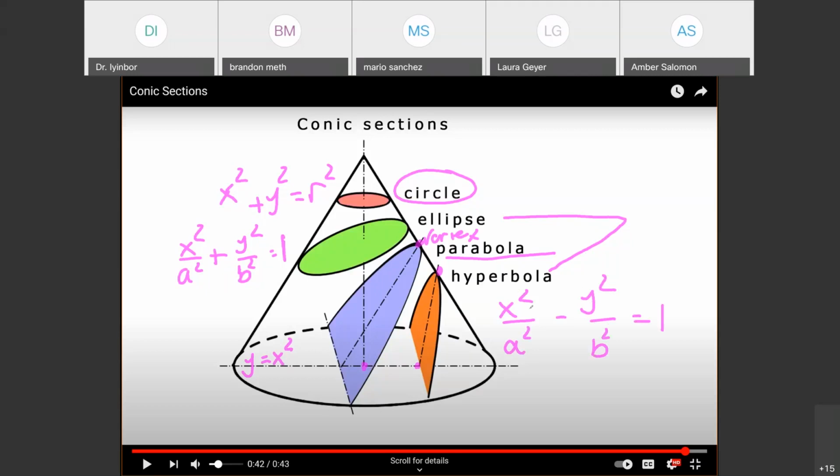So ellipse and hyperbola, they have it equals 1. Hyperbola has minus in the middle. Ellipse has plus in the middle. So that's what we're going to talk about next class.